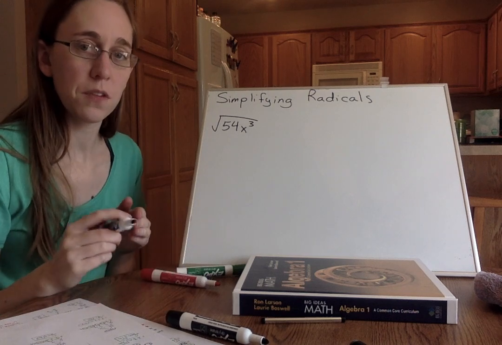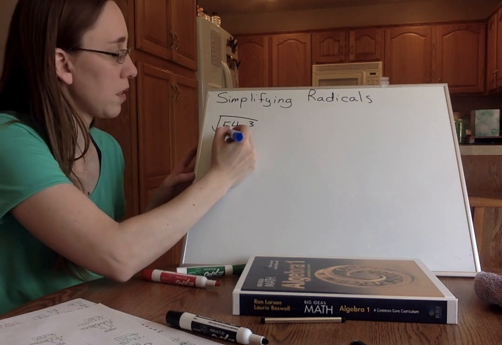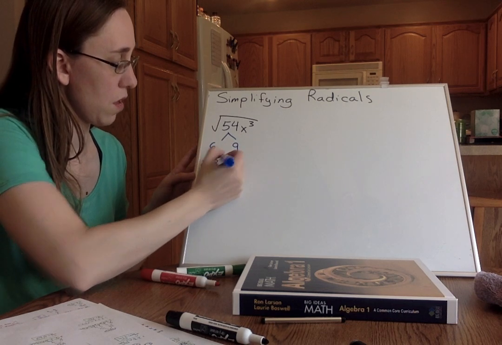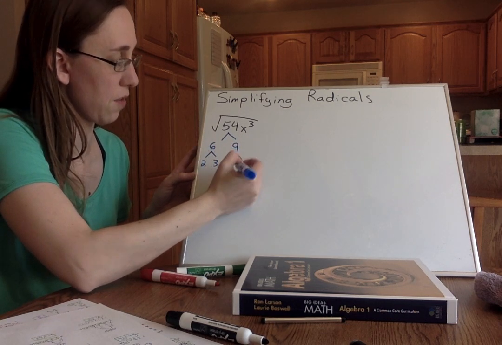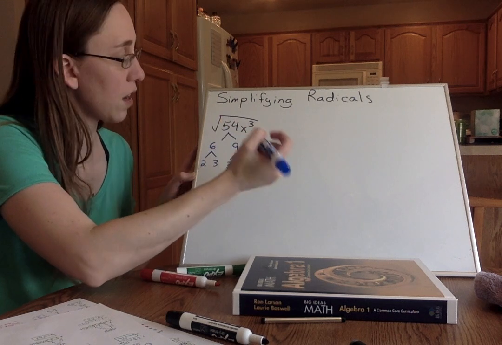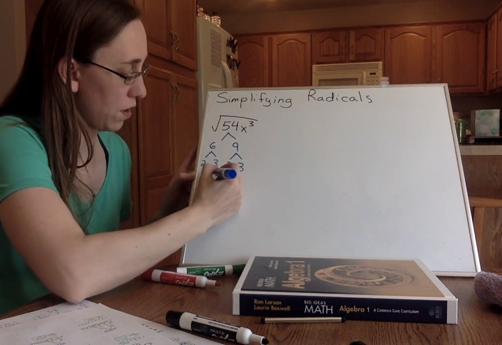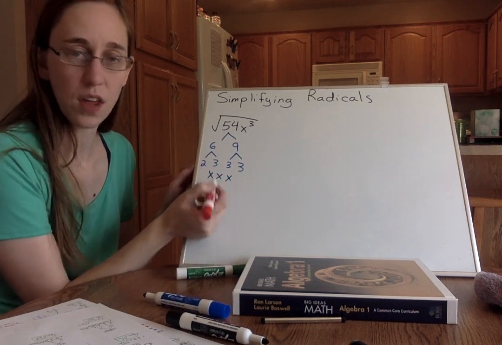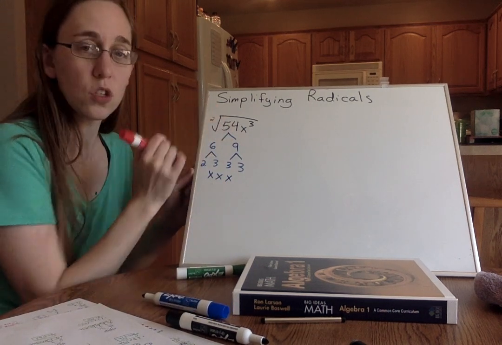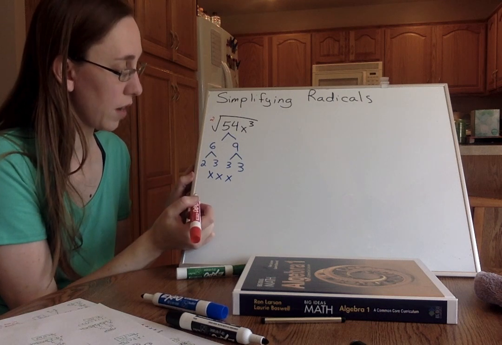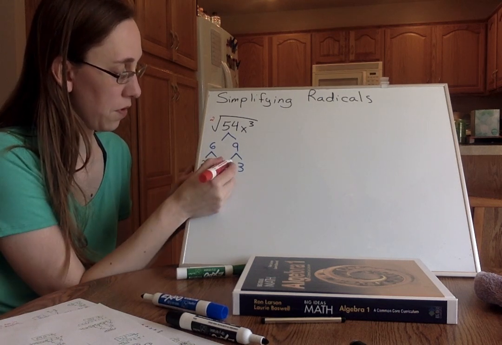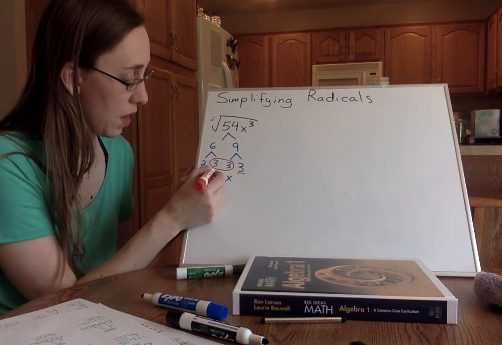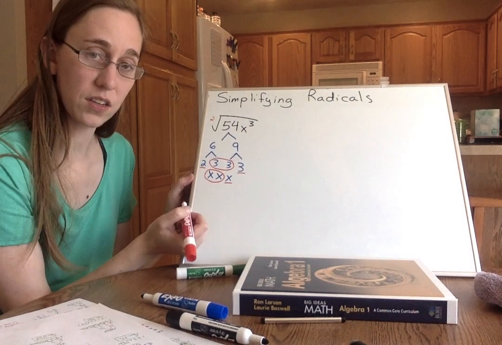So we're going to work with the 54 just like we did the last few problems. That is 6 and 9. So a 2, a 3, a 3, a 3. And then x to the third means I have 1, 2, 3 x's. So these are all my little pieces down here that I've got. It's an index of 2, that invisible 2, so I need 2 of a kind. So this guy's by himself. There's a pair of 3s. There's an extra 3. Here's a pair of x's and an extra x.